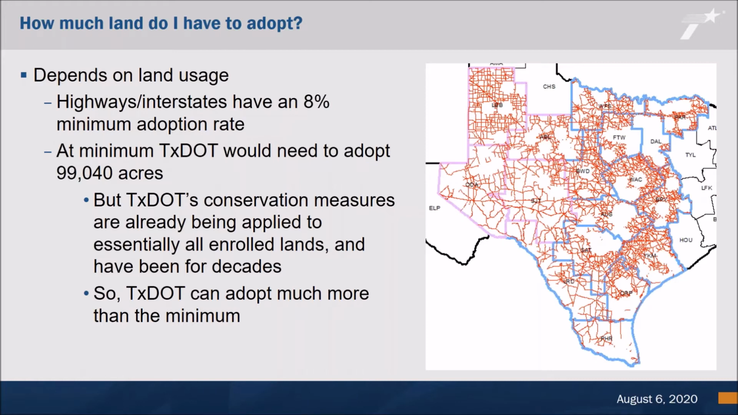However, TxDOT's conservation measures are already being applied to essentially our whole system, and they have been for decades. We're not having to implement some new expensive process to enroll in the CCAA. And because of that, it allowed us to adopt much more than the minimum amount of acreage.